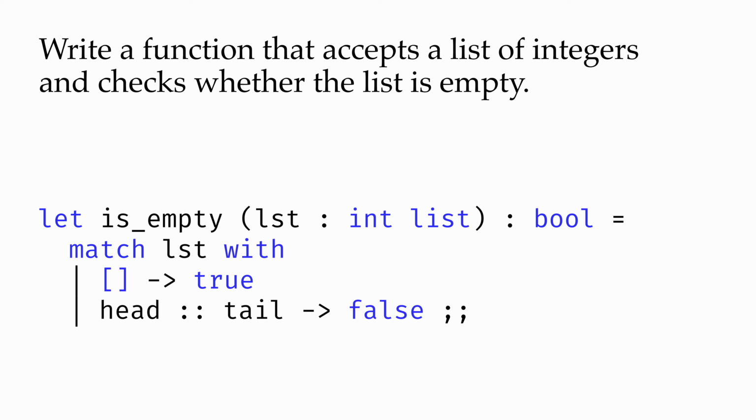To clean it up a bit, since we didn't end up needing to use the variable names head or tail, we can replace them with anonymous variables that start with an underscore, or even just the underscore itself, to make clear that we didn't intend to use those names.